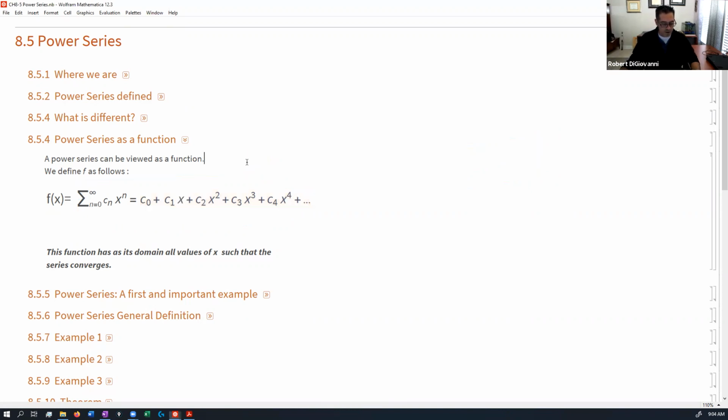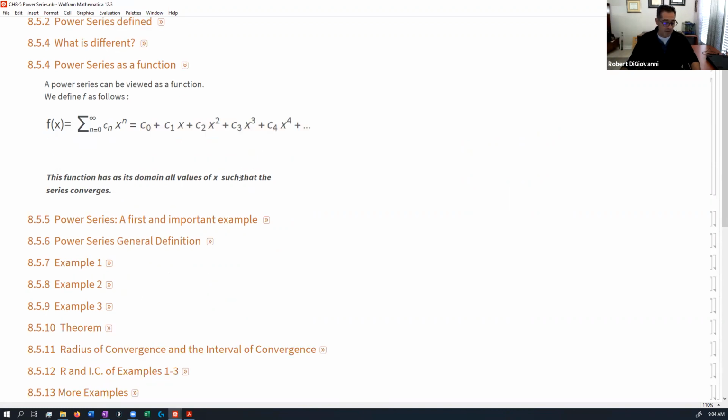So let's get to our first example, very important example. It's going to come up several times. It's going to be your first example of a power series. All right. So here it is.